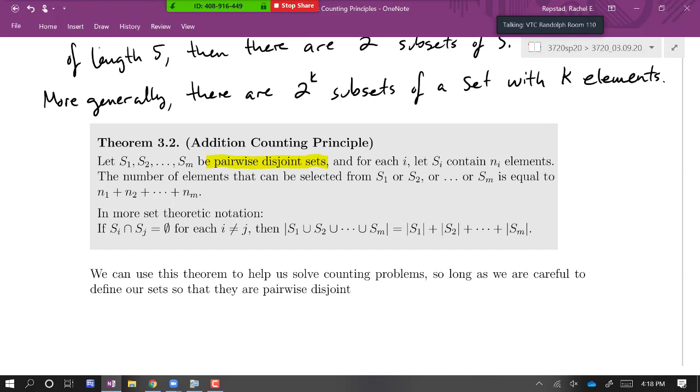So if I have pairwise disjoint sets and Si contains n sub i elements, then the number of elements that can be selected from S1 or S2 or all the way up to S sub m is the sum of their sizes. In other words, the size of the union of them all is just, you add up all the sizes of the individual sets. That's super important to understand: that's only true if they're pairwise disjoint, if none of them overlap. If we have any overlapping, things get a little bit more complicated. And we'll talk about that in the next section.